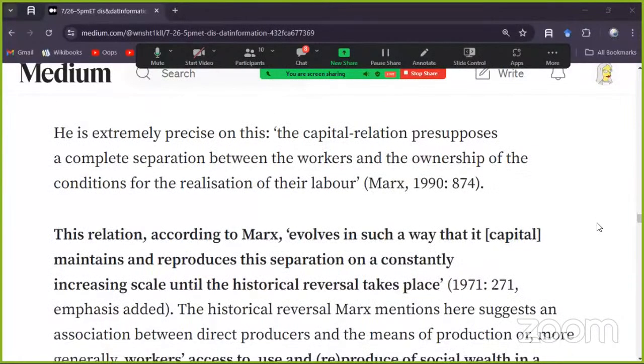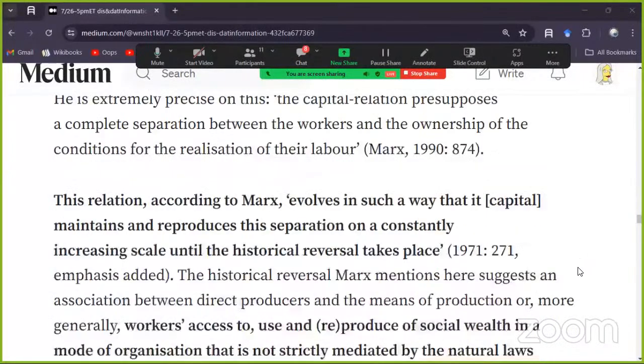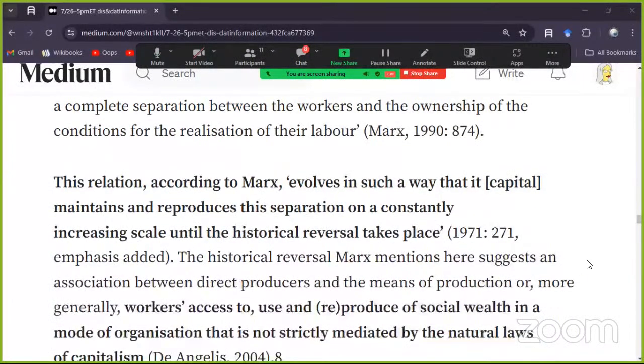This relation, according to Marx, evolves in such a way that capital maintains and reproduces this separation on a constantly increasing scale until the historical reversal takes place. Now, this is an important argument because people will say, well, eventually it's going to turn on itself for whatever magical reason that historical materialism is going to guarantee it, and that has cursed various sub-movements badly.